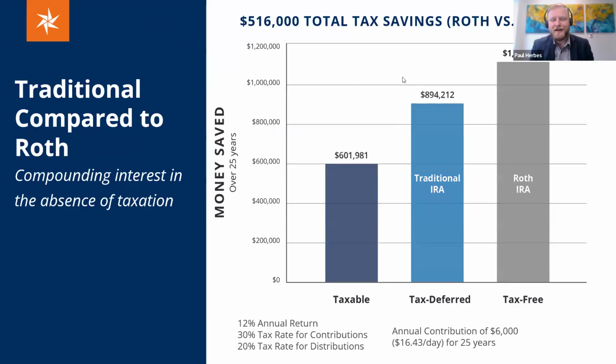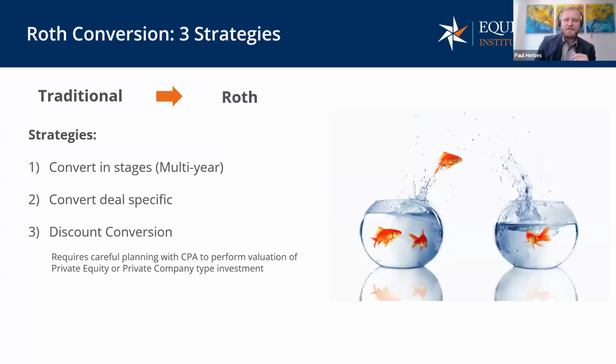Now, this is a fun graph right here. This is going to show a little bit of the difference between the traditional compared to the Roth, compared to a taxable account. And it's just absolutely stark in allowing not only the contributions, but the earnings to be in that tax-free position. Amazing to see. That compounding interest in the absence of taxation.